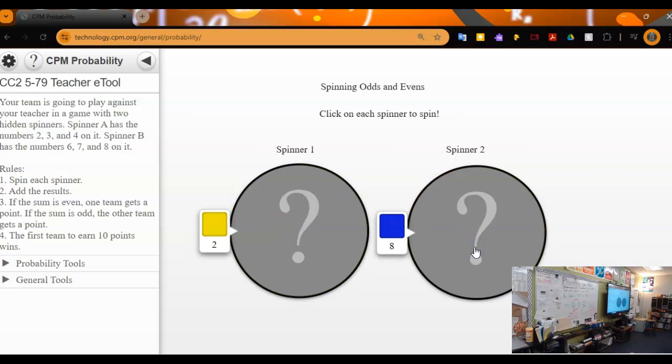2 and 8. Okay, even's got one. Next spin. 3 and 8. Ooh, odd's got it. What's our score now? 4 to 2. I think it's 4 to 2, right? I have it down. Next spin. 2 and 8. Ooh, 4 to 3.